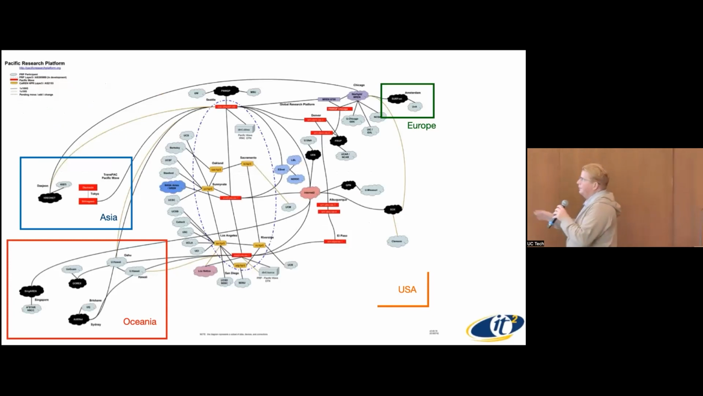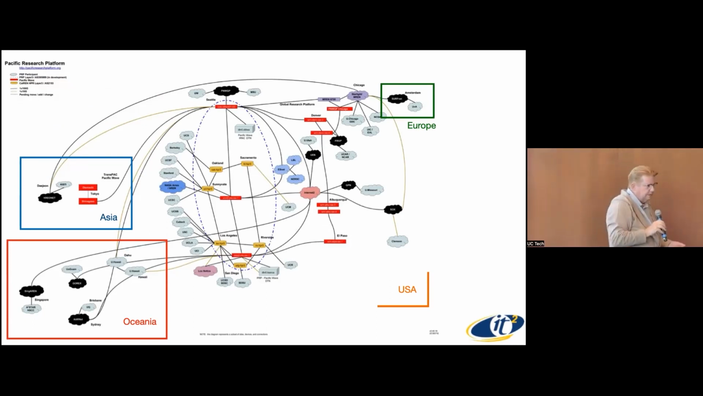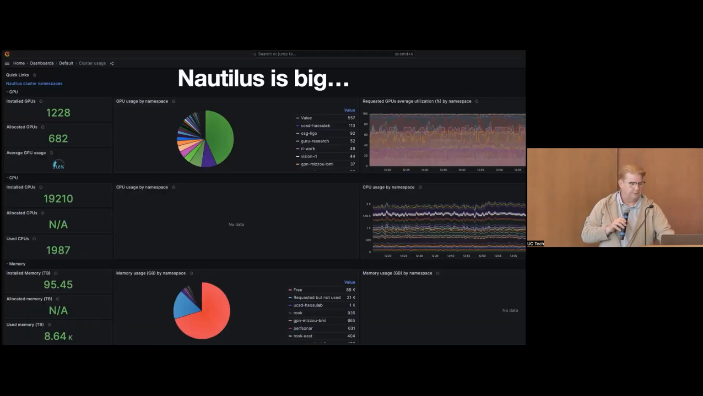Nautilus is distributed. So this sort of central cloud, I don't expect anybody to be able to read this, is all of the US-based stuff, but we have stuff in Oceania, Asia, and in Europe. They're all connected by high-speed network. And on this system, you load up your data and the computation goes to the data. The data does not move to the computation. It's also very large.